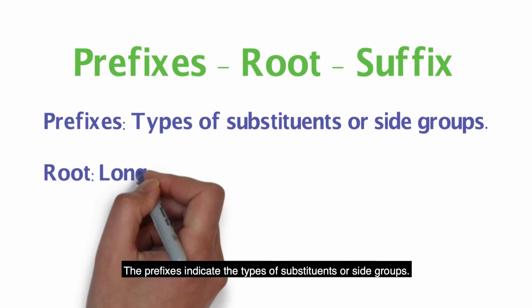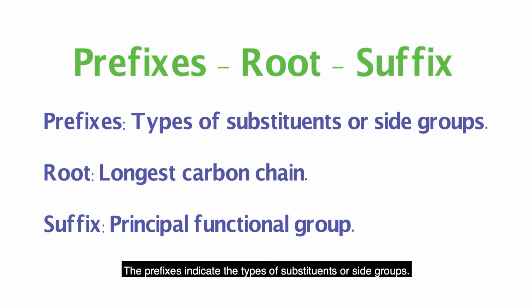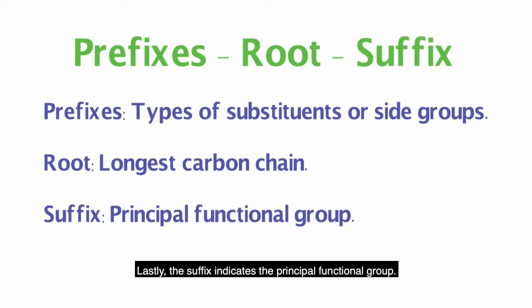The prefixes indicate the types of substituents or side groups. The root indicates the longest continuous carbon chain bearing the principal functional group. Lastly, the suffix indicates the principal functional group.